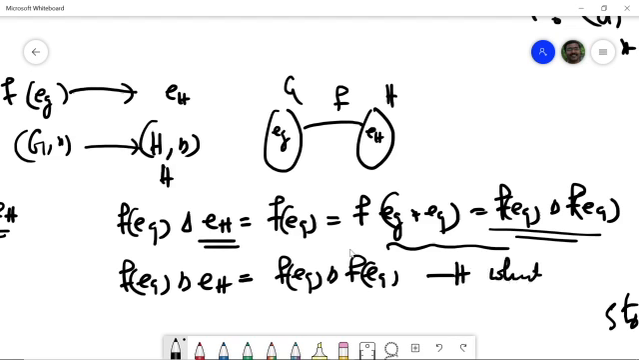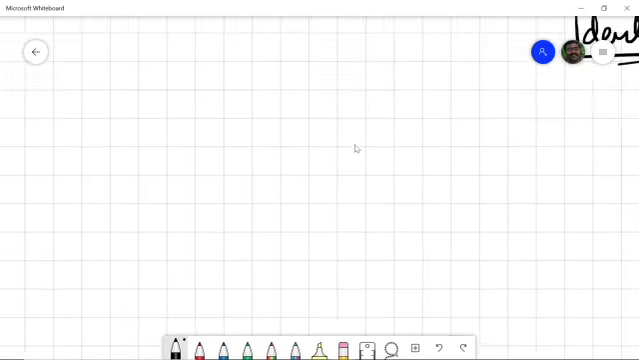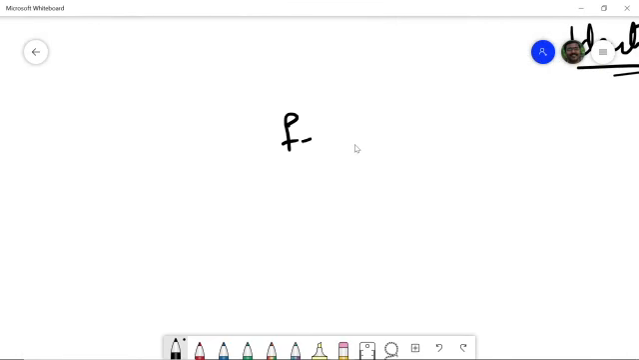Also, since it's a group, there will be cancellation laws. What is meant by cancellation law? It says that if A delta B is equal to A delta C, then we can cancel A out, so B is equal to C. You can just multiply by the inverses. So using the same logic here, you will get our result, which is f of EG is equal to EH. So basically homomorphism preserves identity.